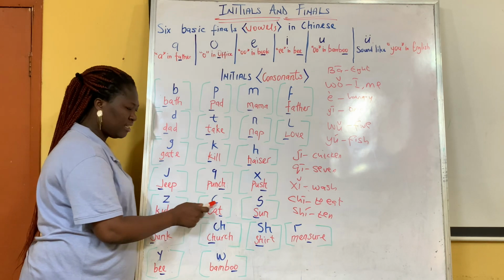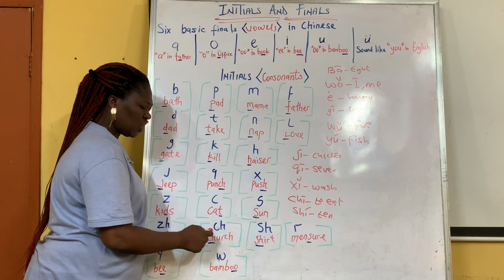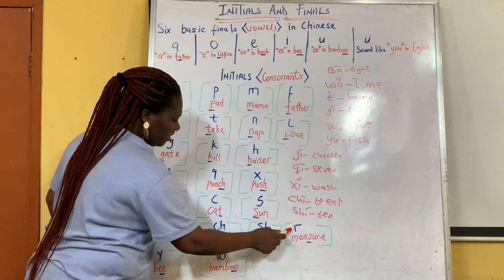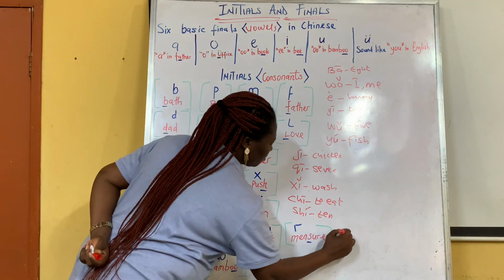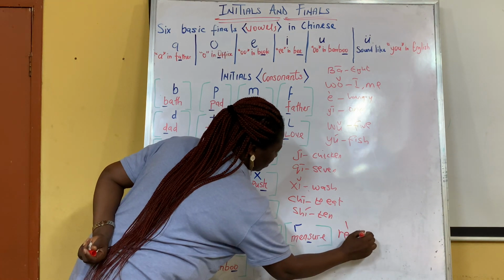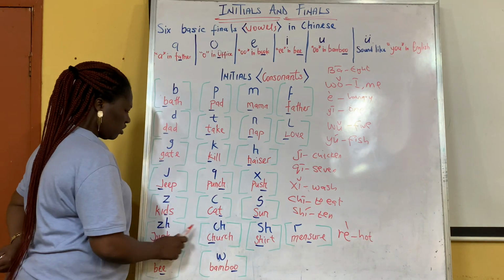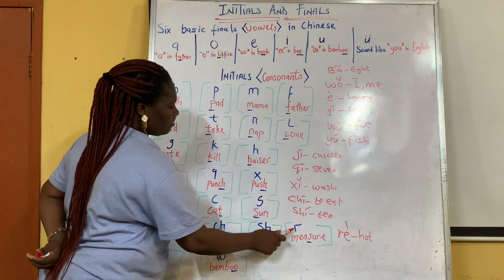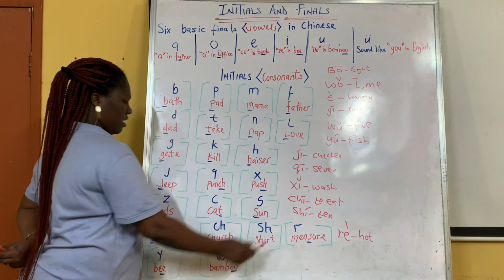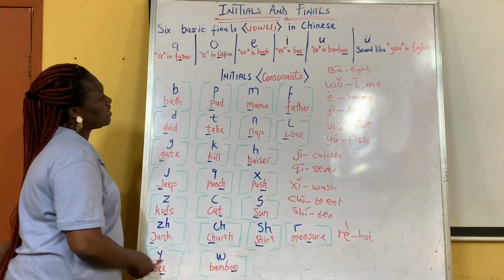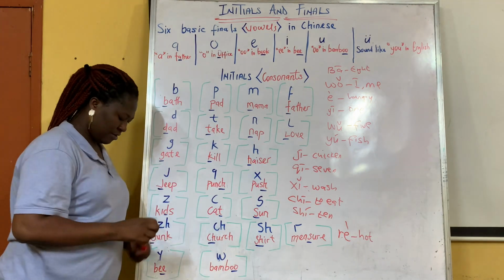Okay. Then zhi, chi, shi, ri. I think we omitted this before. For example, r. R is what? Hot. I'm very hot. So we say zh, ch, sh, r. Okay. Then E, the same with E. U, the same with U. Very good. Do we get it?